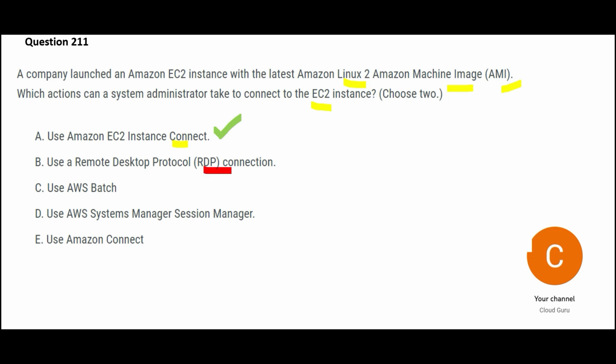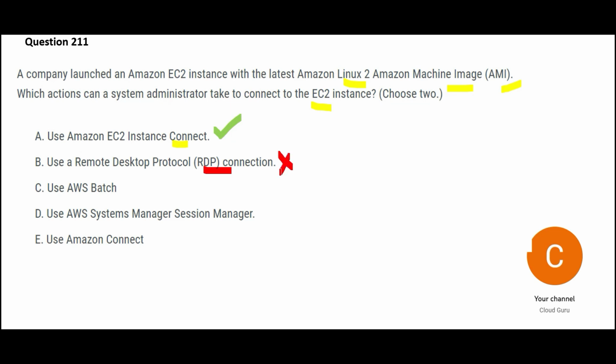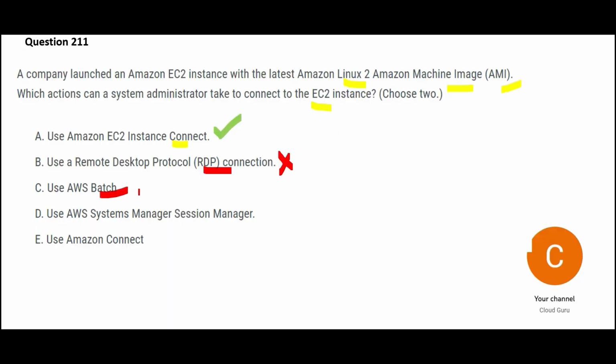Now let us look at RDP connections. This is used for encrypted remote connection over HTTPS. You have a remote desktop gateway on AWS, you can use that. This will not help you with connecting to these EC2 instances. Then you have something called Batch. The purpose is not to connect to EC2, but batch processing, machine learning, model training, analysis at scale. So it's totally a different purpose.